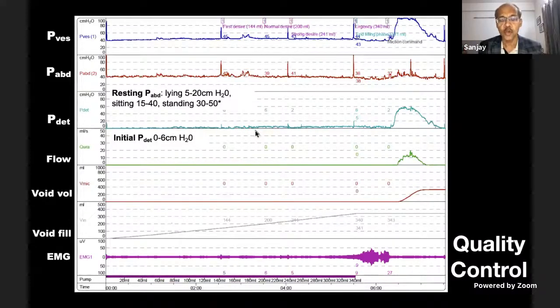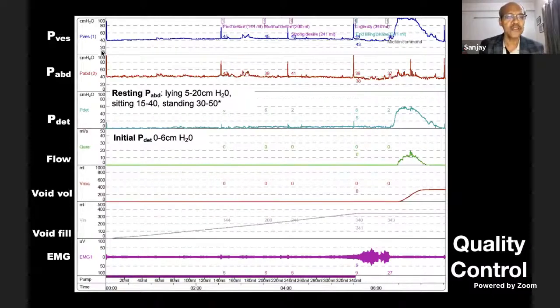Now, you might ask me, how does it matter whether you have zeroed these two transducers to the atmosphere or to the patient? Even if you zero to the patient, it won't make any difference to the P det values. But there are certain situations, for instance, if you're doing an abdominal leak point pressure measurement, where when you look at the abdominal pressure, your recordings would be grossly under-recorded if you had zeroed to the patient.